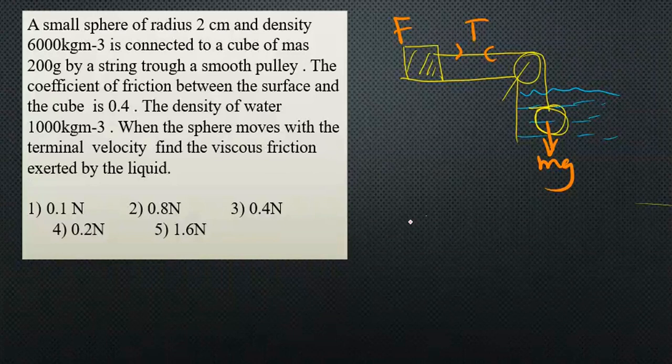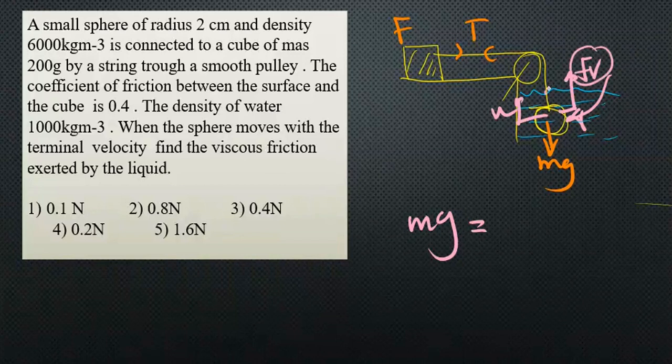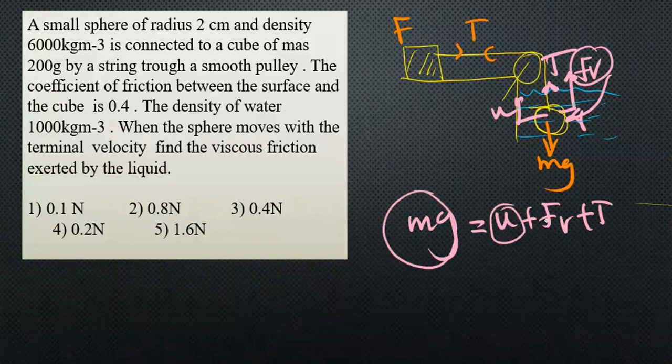then if we consider the equilibrium of this sphere, the downward force mg should be equal to the upthrust, and of course we have the viscous force Fv and the tension T here, right? So we have U plus Fv plus tension equal to mg. So we need to find mg, upthrust, and tension. We have found tension, so then we can find Fv here.